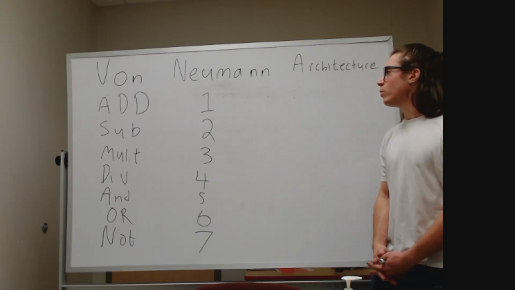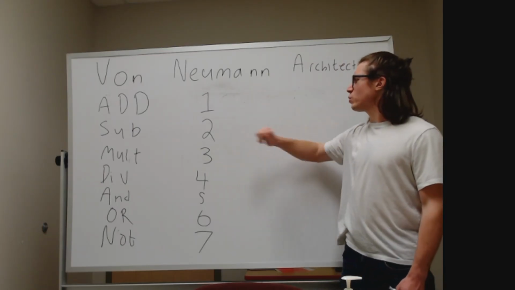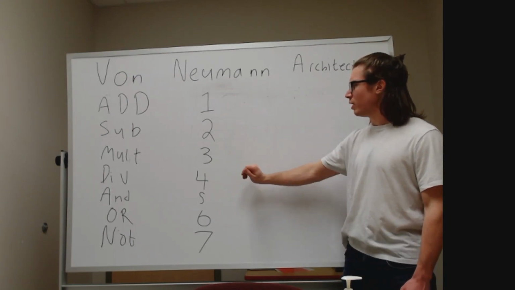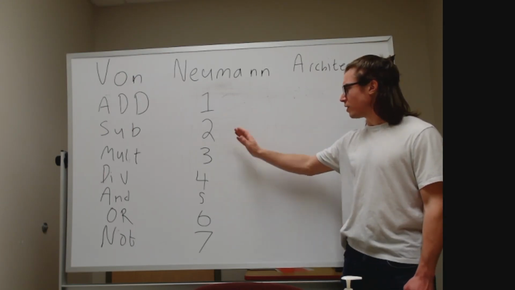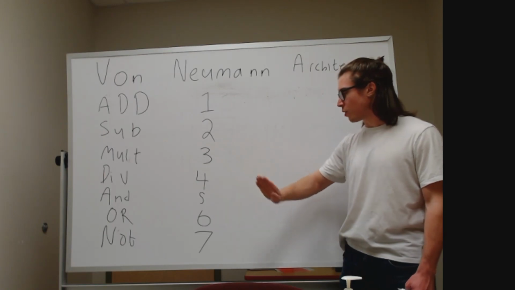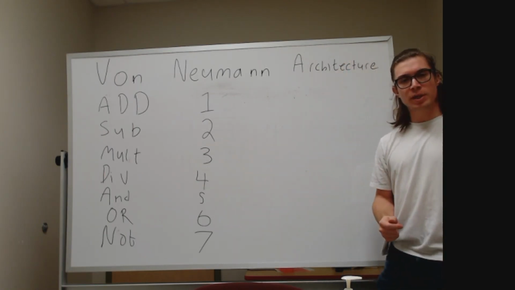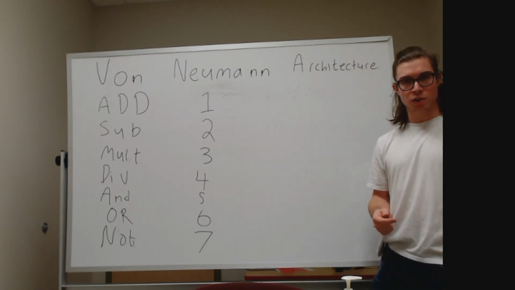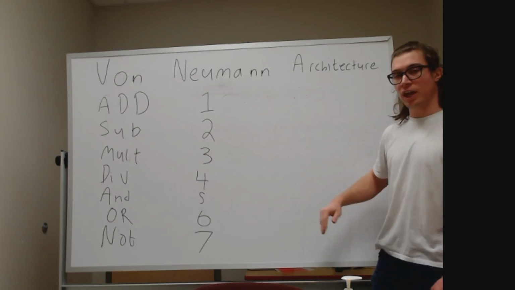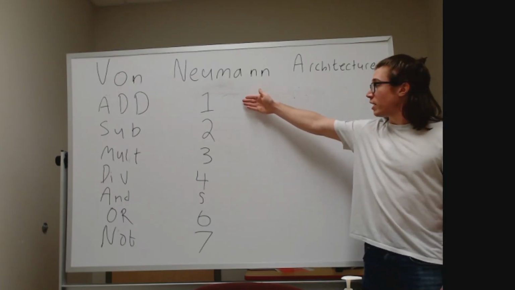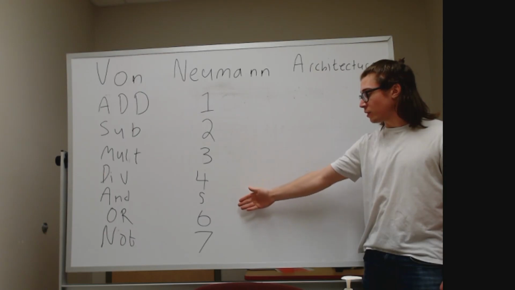And so now that we've said, okay, addition is 1, subtraction is 2, multiplication is 3, division is 4, AND is 5, OR is 6, and NOT is 7, then that means that we can construct the arithmetic logic unit so that it receives a signal that looks like 1, 2, 3, 4, 5, 6, or 7.